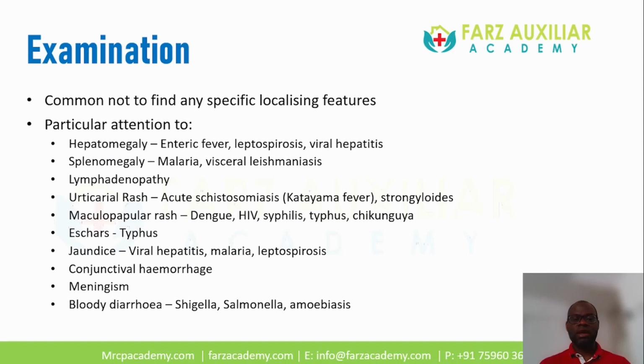The urticarial rash could be indicative of acute schistosomiasis or strongyloides. A maculopapular rash could be indicative of dengue fever, HIV, syphilis, typhus, or chikungunya virus. If you have an eschar or a big scar on the skin, it could be indicative of tick typhus fever. Jaundice could point in the direction of viral hepatitis, malaria, leptospirosis, and bloody diarrhea may suggest Shigella, Salmonella, or amoebiasis. So you need to have a high index of suspicion and combine your examination findings with your very detailed and thorough history to help with arriving at a diagnosis.